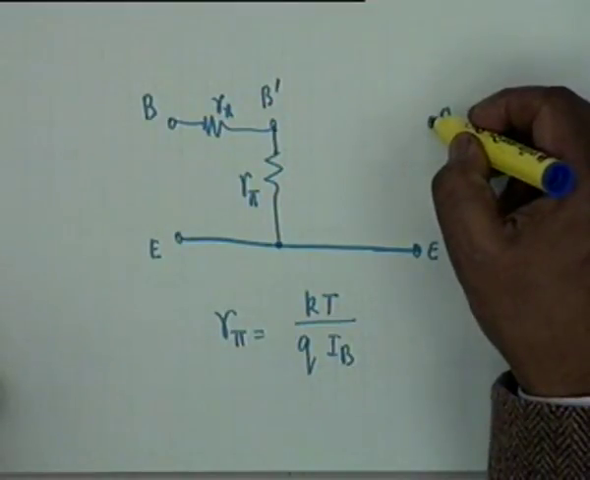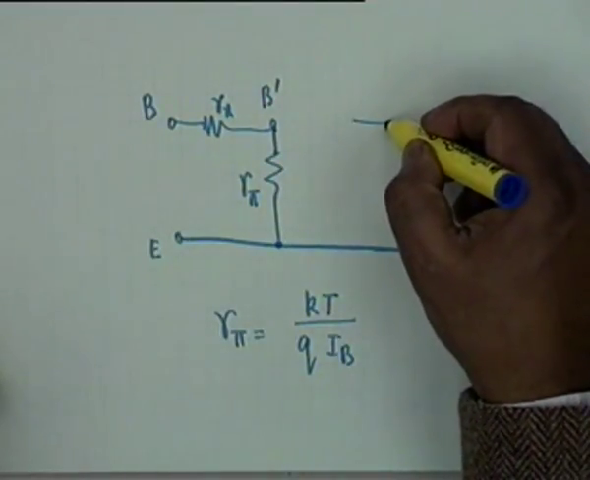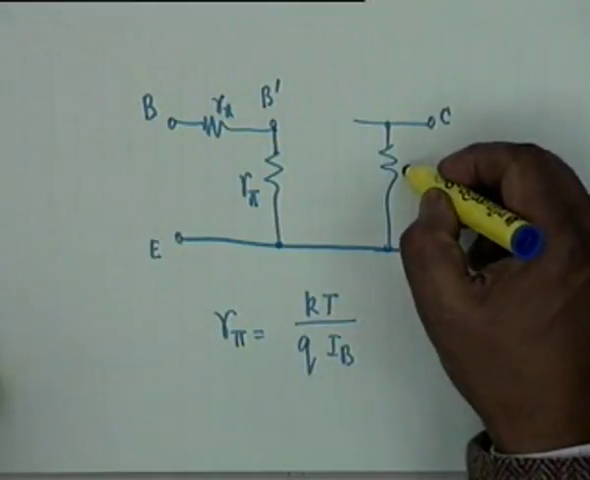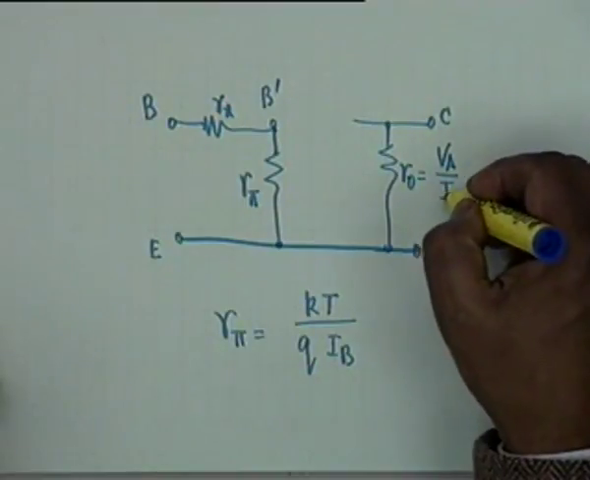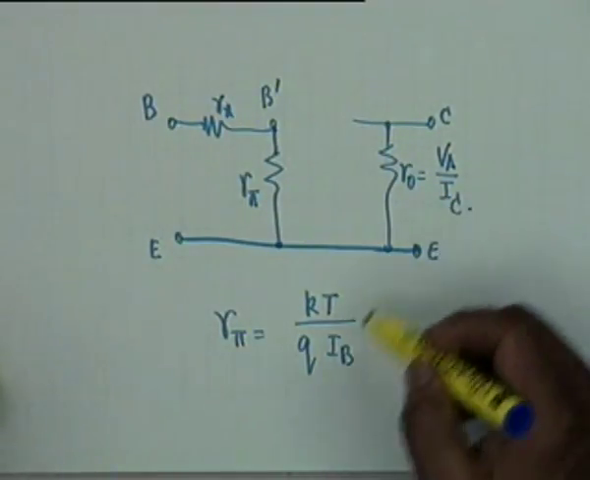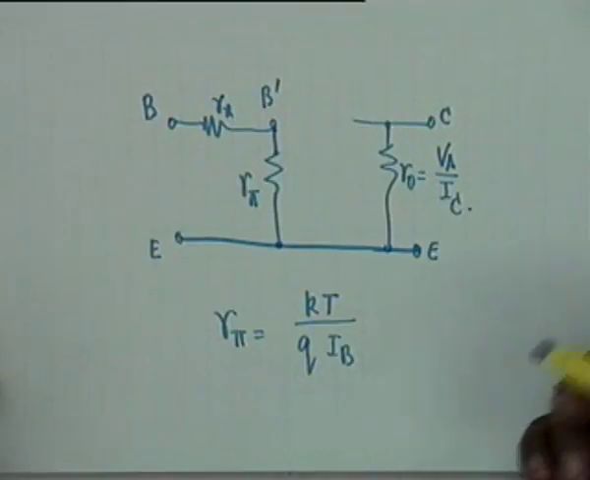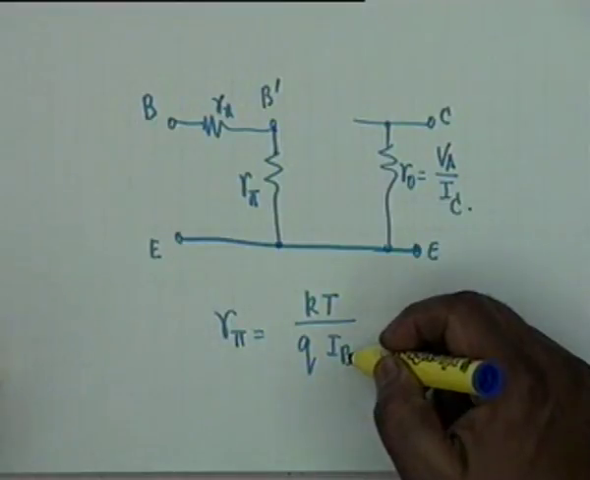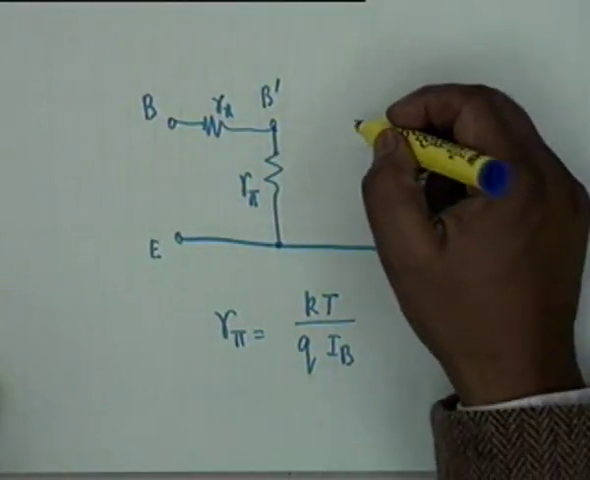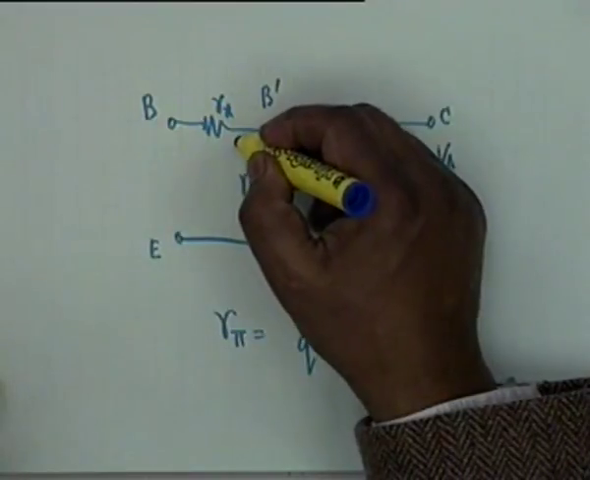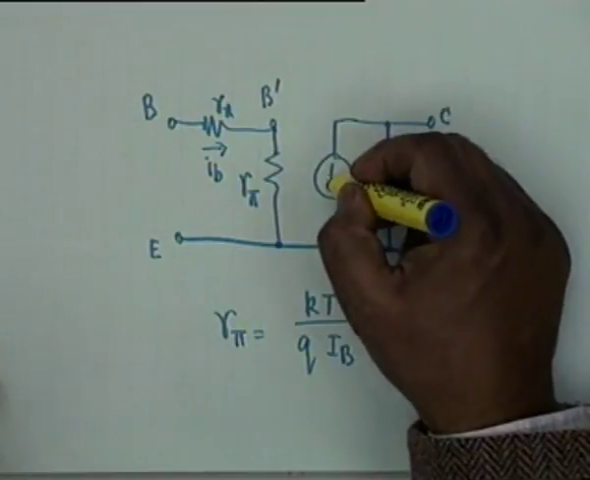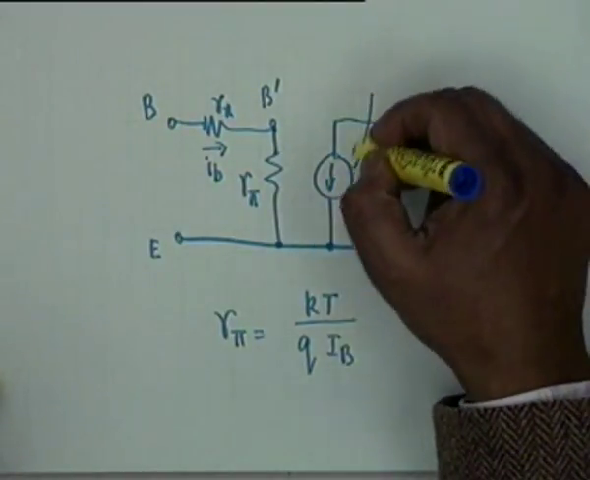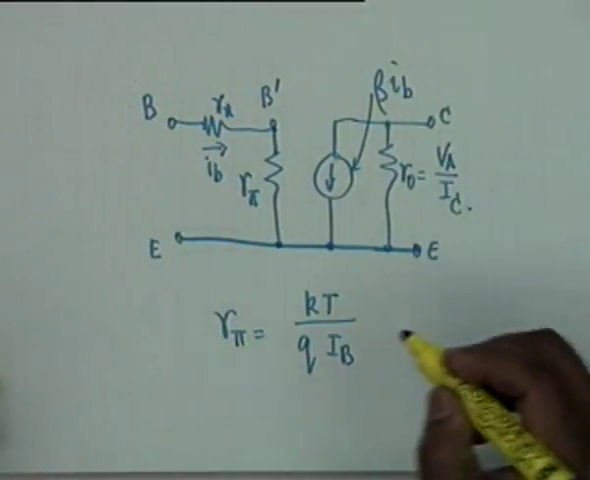And between the collector and the emitter there is a resistance which is the early resistance R0, which is equal to VA divided by I sub C. You see, IC and IB, they are related to each other. One is beta times the other approximately, and therefore I could express this also in terms of IC if I so desire, all right. And then you have, if this current is I sub B, then you have a current source which is beta times I sub B, okay.